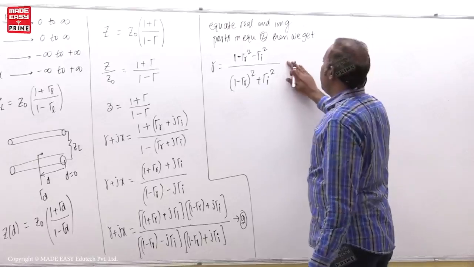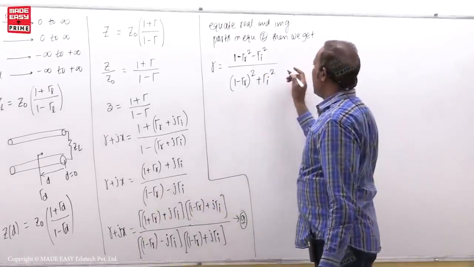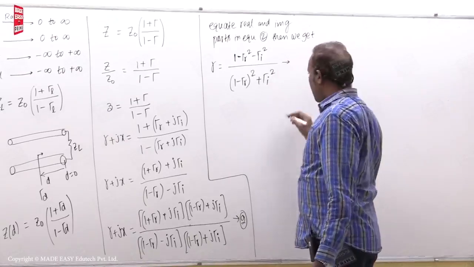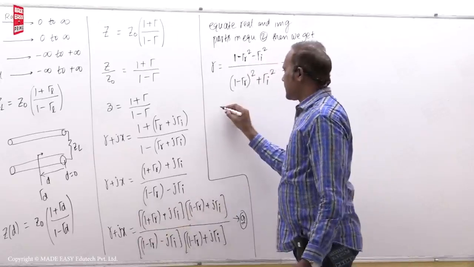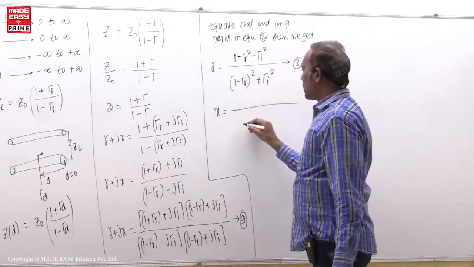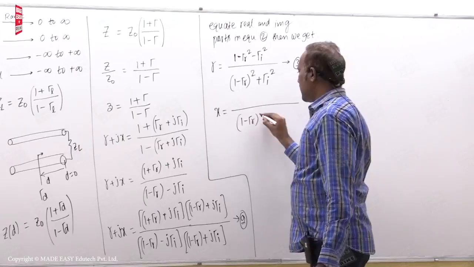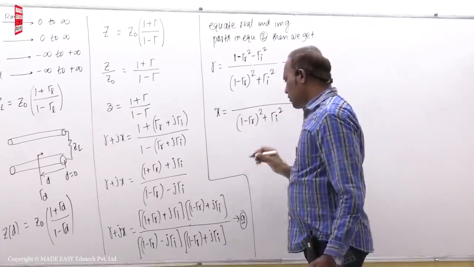So this is the both sides, that side real part, or this side real part is this one. Let us say equation number 3. Now this side imaginary part is x. Now this side imaginary part means denominator you get this one only, 1 minus gamma r whole square plus gamma I square, gamma I square.